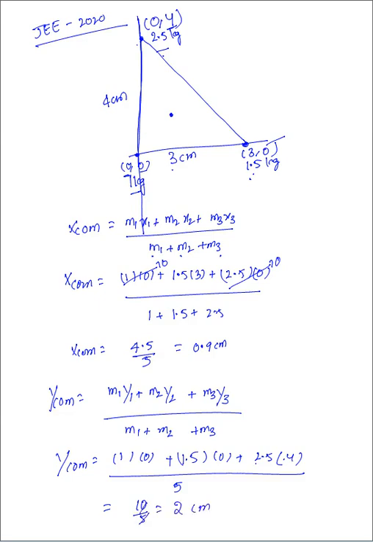Therefore, the center of mass coordinates are 0.9 along the x-axis and 2 along the y-axis, so (0.9, 2). This is how we can indicate the center of mass. This is the JEE 2020 question. You just have to know the basic concept, then we can solve this question easily.